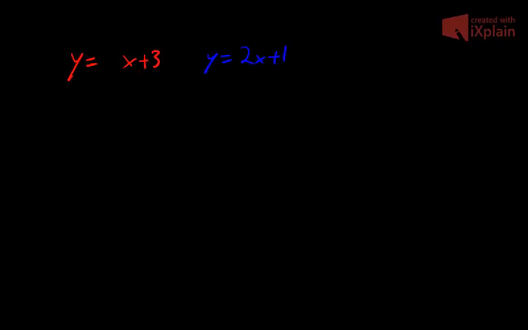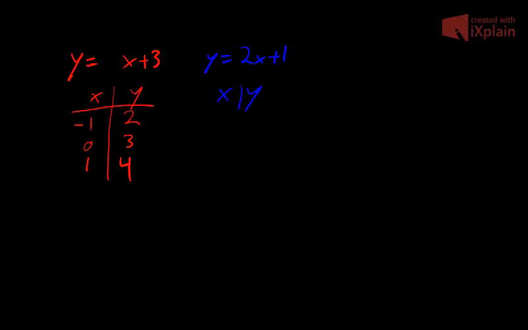And the way we've been graphing is just taking a couple numbers for x and y. Let's try negative 1, 0, and 1. So negative 1 plus 3 is going to be 2, 0 plus 3 is 3, and 1 plus 3 is going to be 4. And we can do that with the other equation just as well.